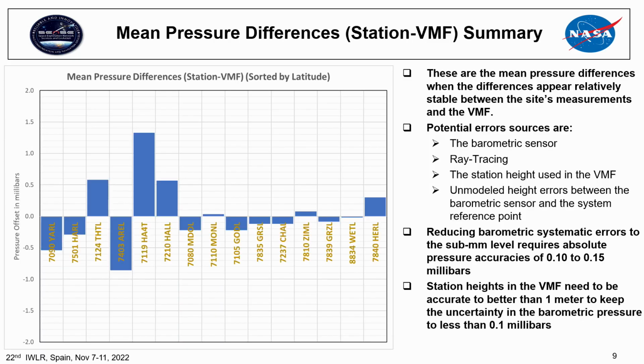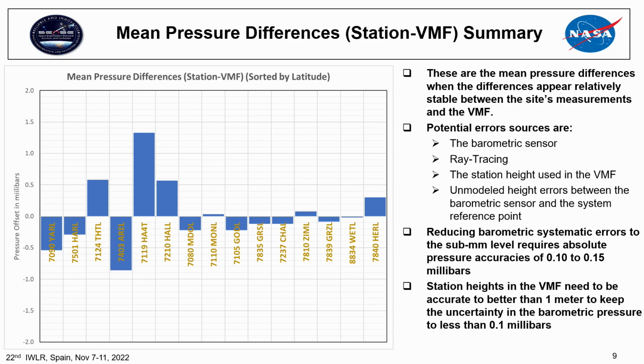So then I took the mean pressure differences, station minus VMF. And this is a summary of some of the best high-performing systems in our network. The NASA stations are here on the left side, and over here on the right are mostly stations from EUROLAS. So you can tell on this chart that there are some significant differences, more than 1/10 of a millibar, between the on-site barometer and the VMF.